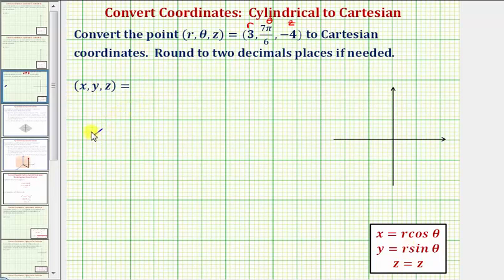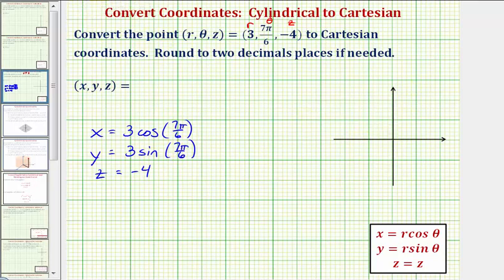So we know that x is going to be equal to 3 times cosine 7 pi divided by 6, and we know y is going to be equal to 3 times sine 7 pi divided by 6, and z is going to equal -4. To find these two trig function values, we can use a reference triangle or the unit circle. We'll go ahead and show both.